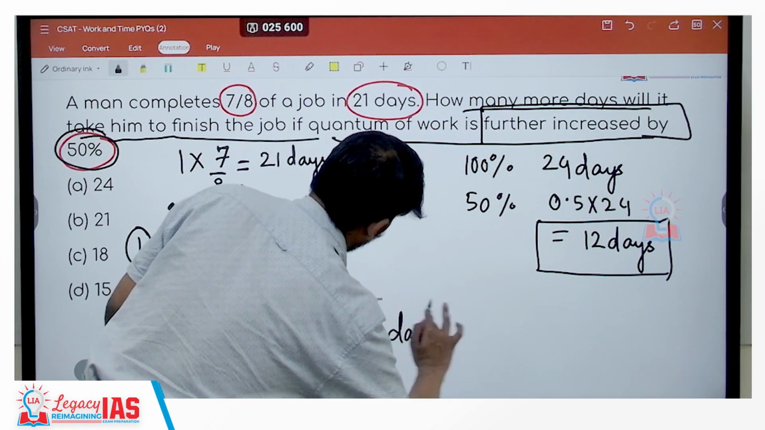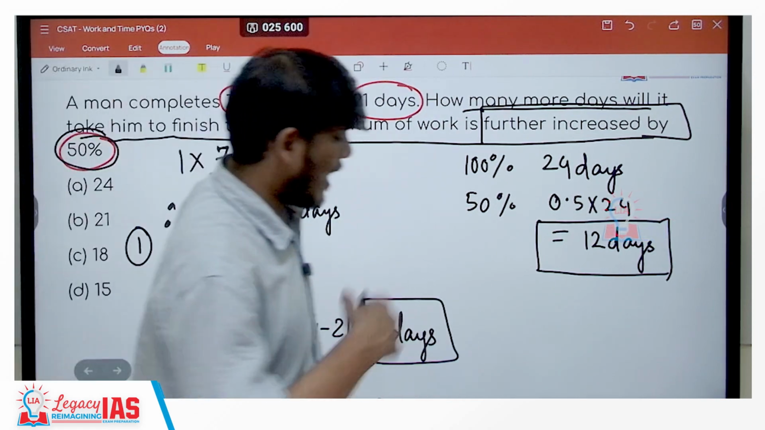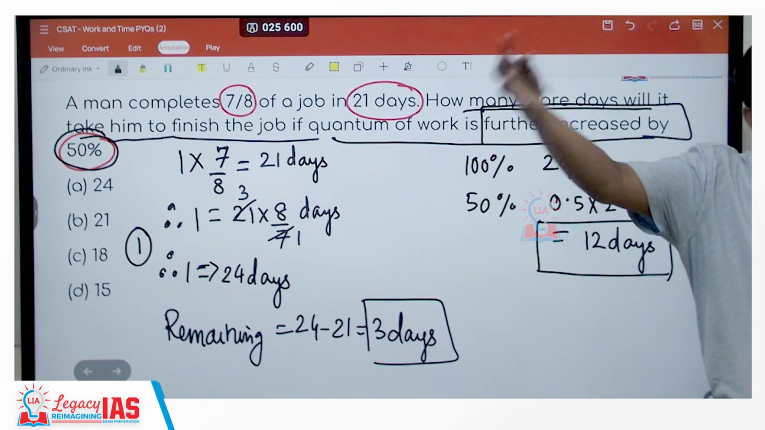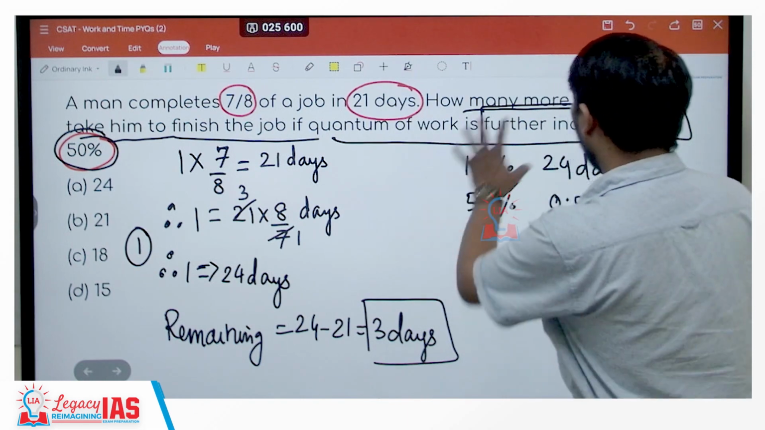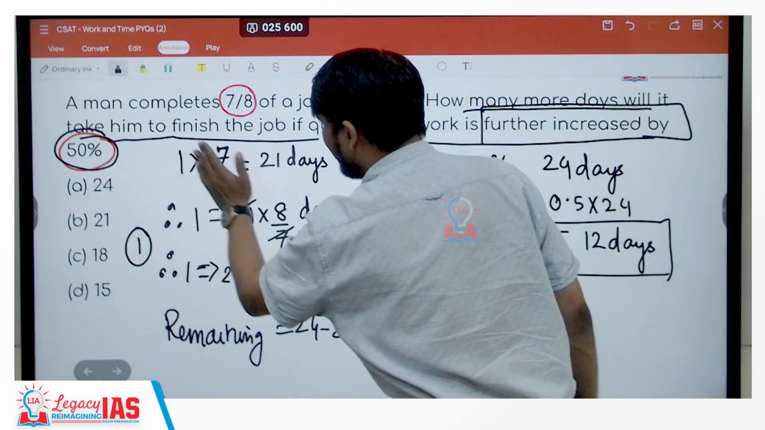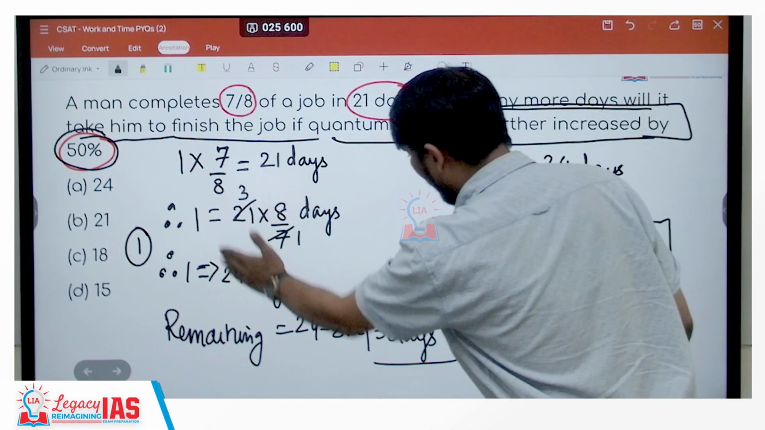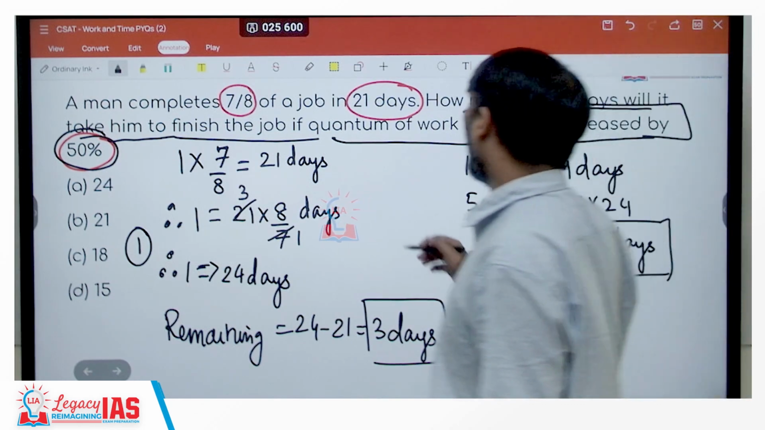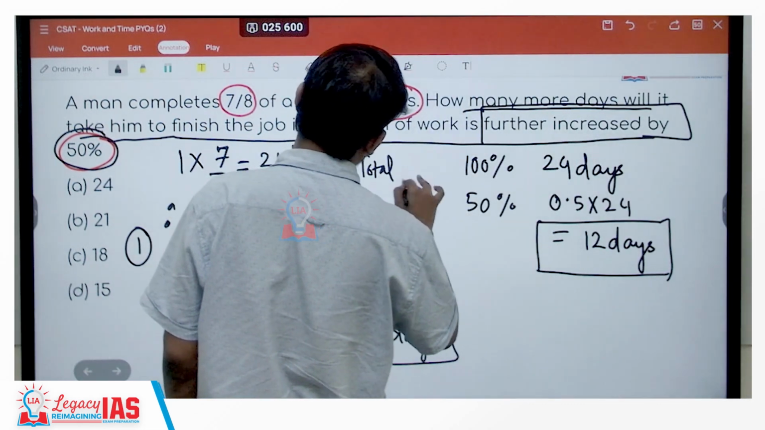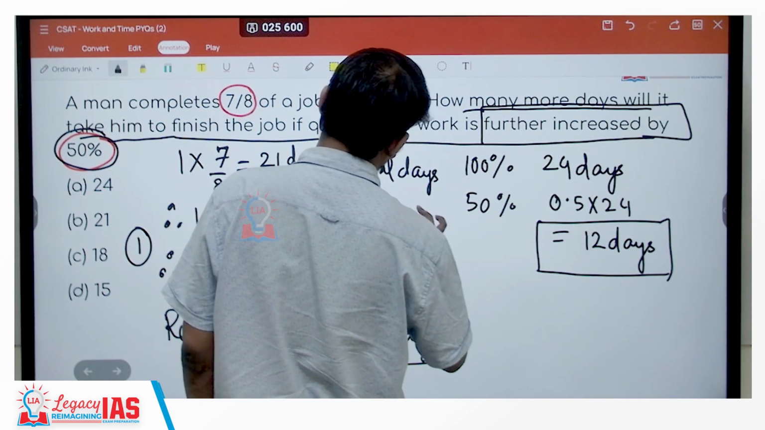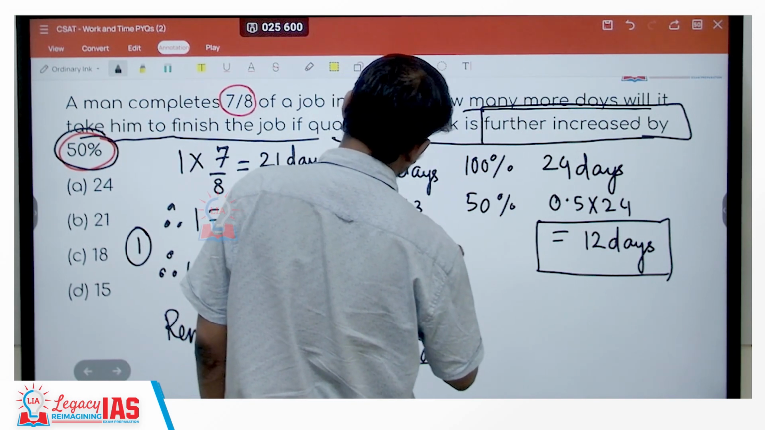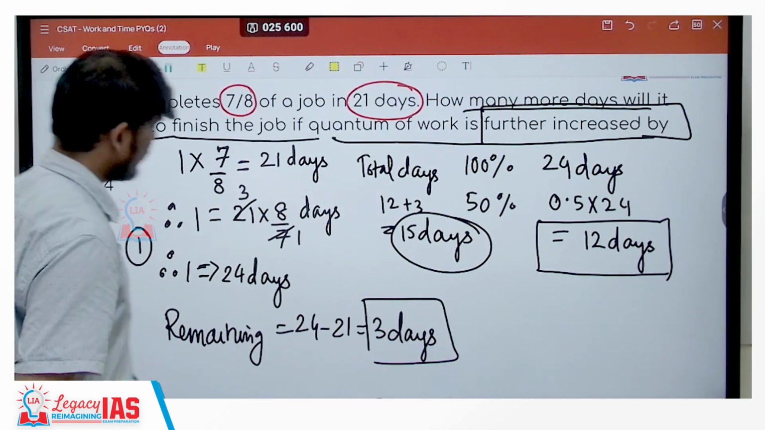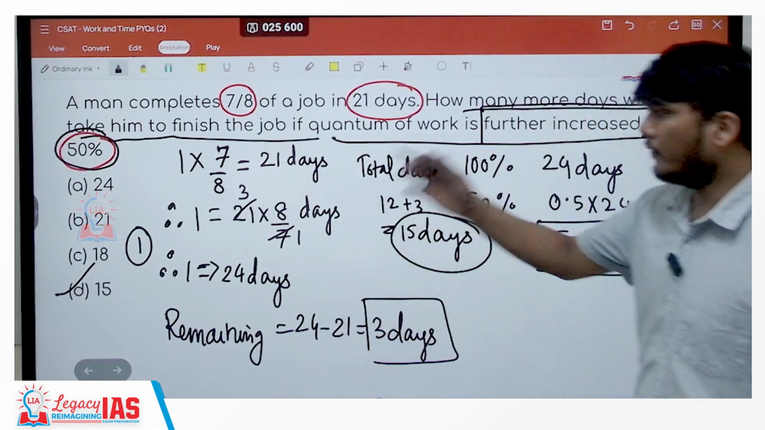So they are asking us what? How much more time will it take to finish the job if 50% more of the work is added? That means you have to finish this 50% of the work as well, plus the remaining work. To finish the remaining work, 3 days is required. To finish an additional 50% of the work, 12 days is required. So total days required would be 12 plus 3 equals 15 days. Hence the correct answer is option D, that is 15.